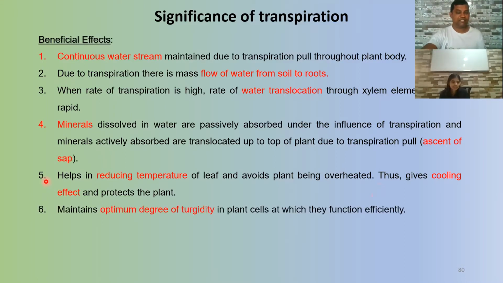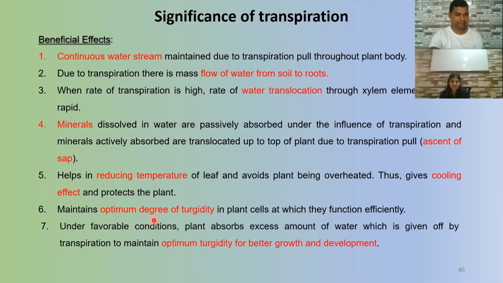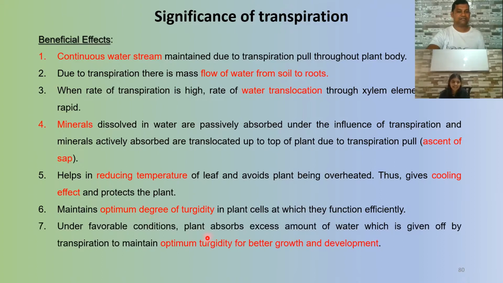Because of transpiration, the plant cells have the optimum degree of turgidity. हाँ, पानी पूरा भरा हुआ है proper. So transpiration also contributes to that, and they function efficiently. Getting it? And they absorb excess amount of water under fermentation condition and transpiration में वो release कर देते हैं. So there is optimum turgidity for the better growth and development of the plants. Plants will also grow. New cells will be added. उनका turgidity बना रहेगा. So transpiration is necessary for that.